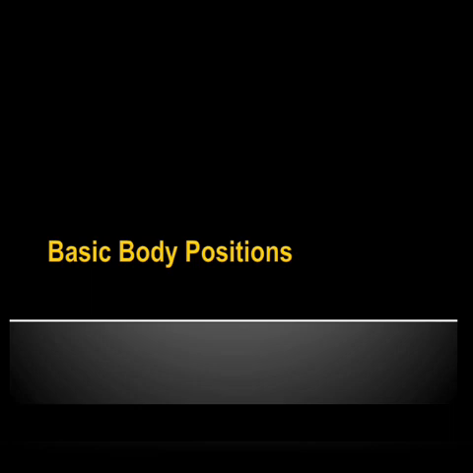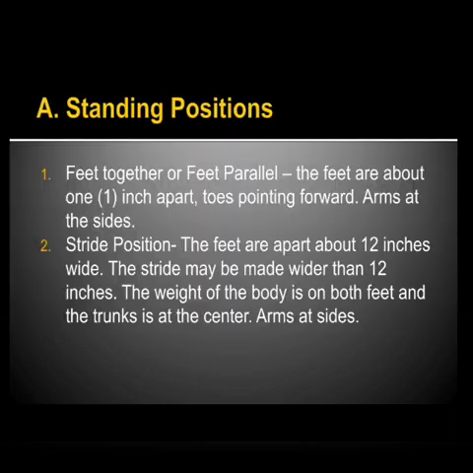We have different basic body positions. We have standing. First, feet together or feet parallel. The feet are about 1 inch apart, toes pointing forward, arms at the sides. Next is stride position. The feet are about 12 inches apart. The stride may be made wider than 12 inches. The weight of the body is on both feet and the trunk is at the center. Arms at the sides.